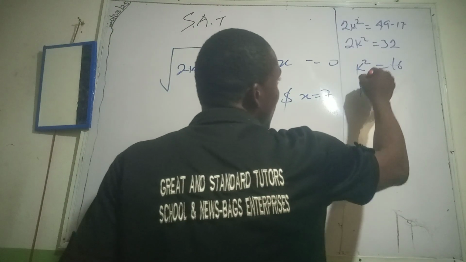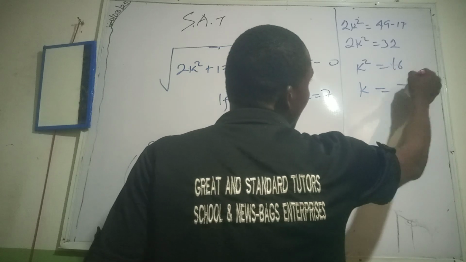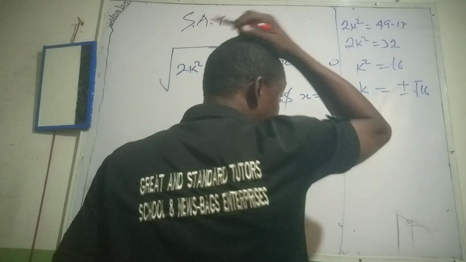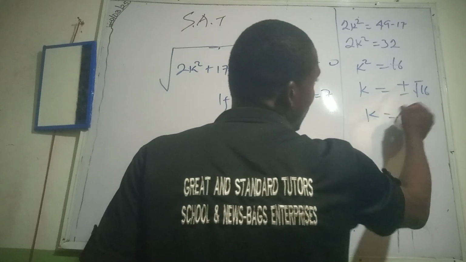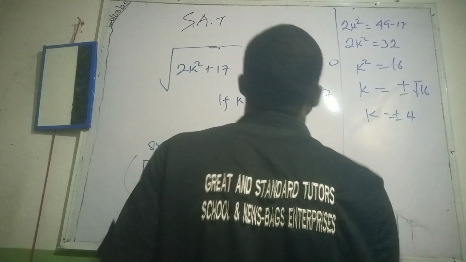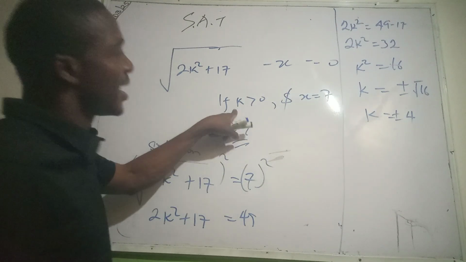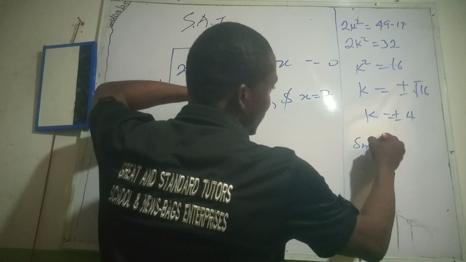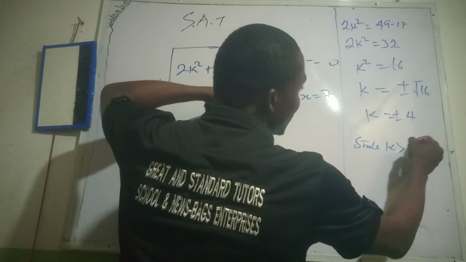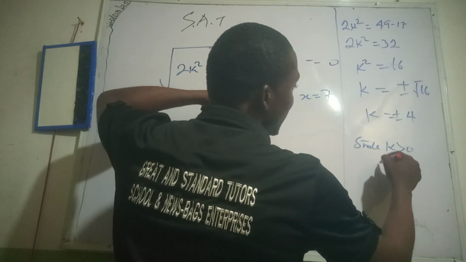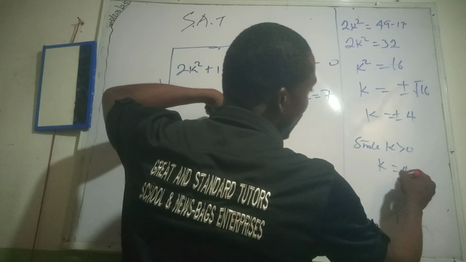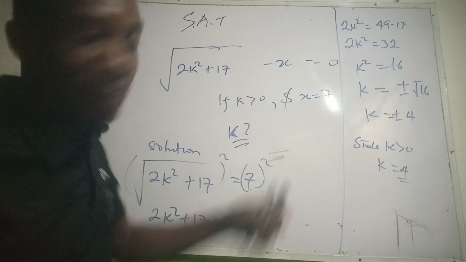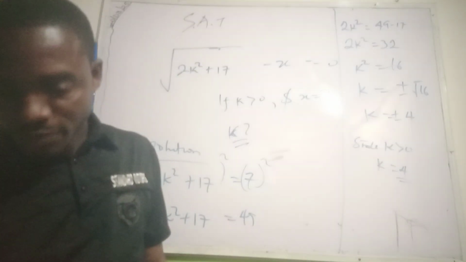Taking the square root of both sides again, we have k is equal to plus or minus the square root of 16, so k is equal to plus or minus 4. But don't forget that the condition says k is greater than 0, so since k is greater than 0, we have k equal to 4. That will be our answer for this. So k will be equal to 4.